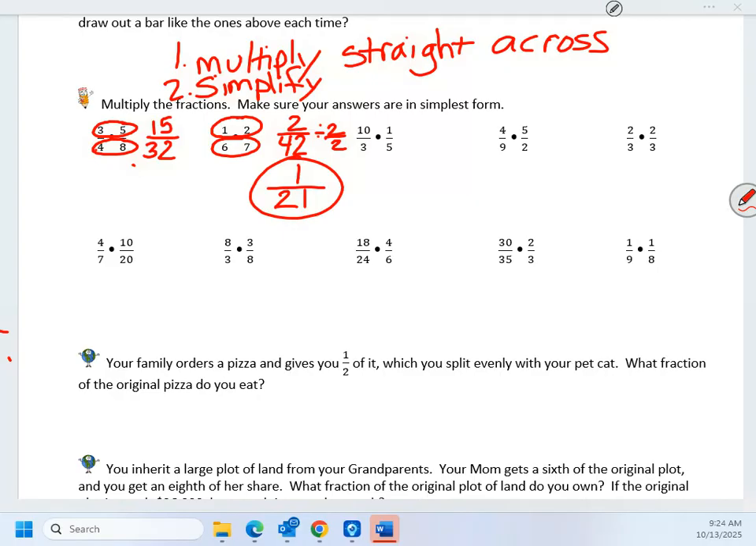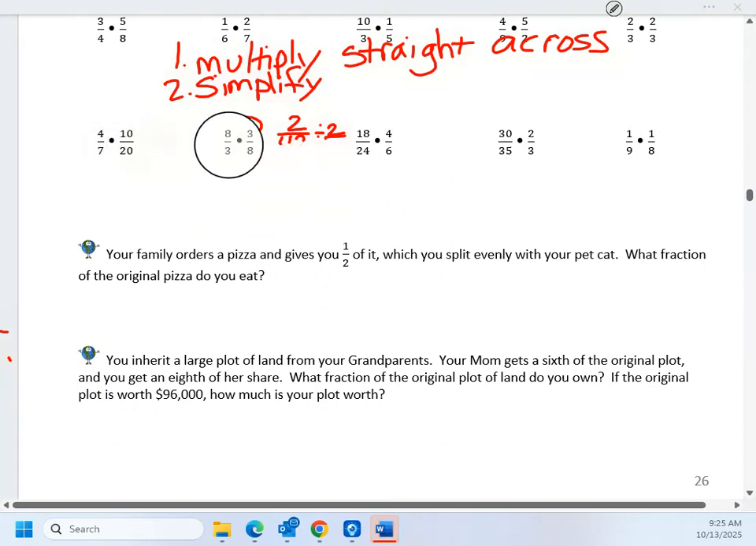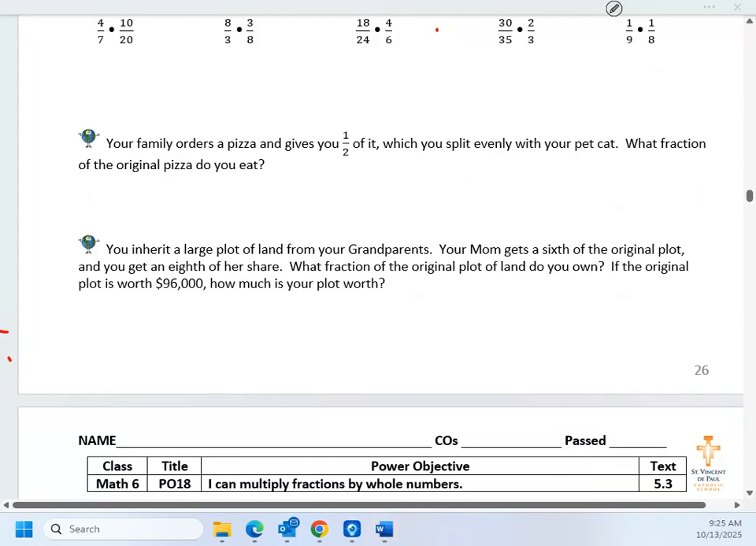So what are we going to do in these problems? What operation are we going to do, Jack? Multiply. Okay, so your family orders a pizza and gives you half of it. When you split it evenly with your pet cat, ooh, they must really like pizza. What fraction of the original pizza do you eat? So if you split it evenly with your cat, what fraction are we going to multiply it by? Michael? 1/4.